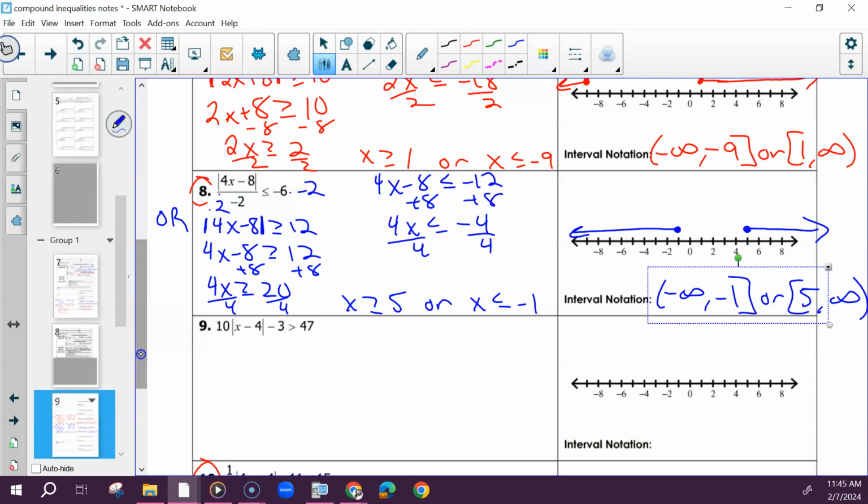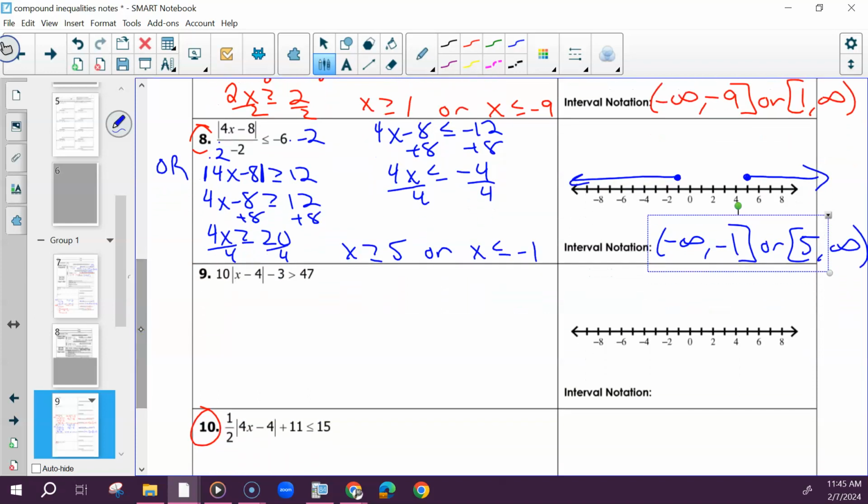Let's do 10. Yeah, it's a negative number. The negative doesn't determine that, but the closed or open circle does. And how do I know it's closed or open? Look at the symbol. So equal to is closed with this bracket.